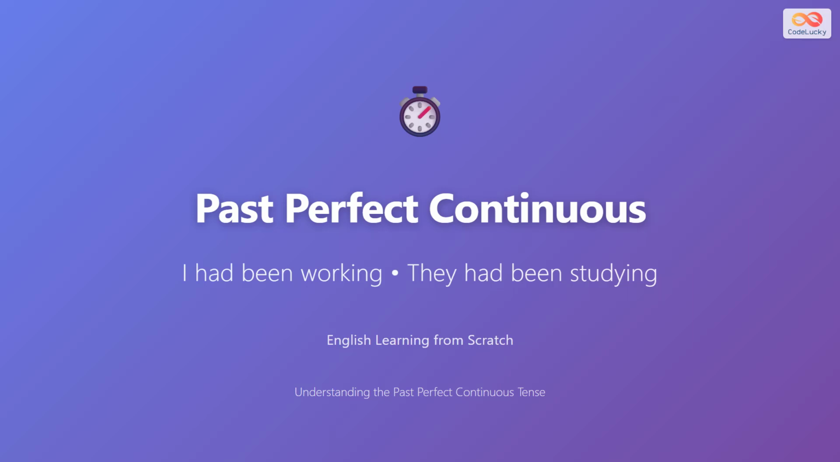Today we explore the past perfect continuous tense. This tense is used to talk about actions that started in the past, continued for a while, and were still happening when another past action occurred. Let's learn how to use it correctly.